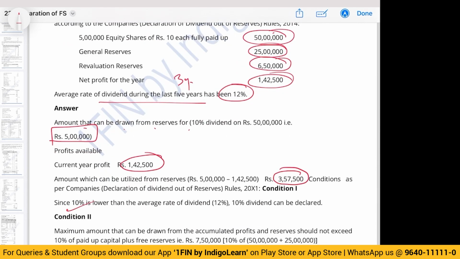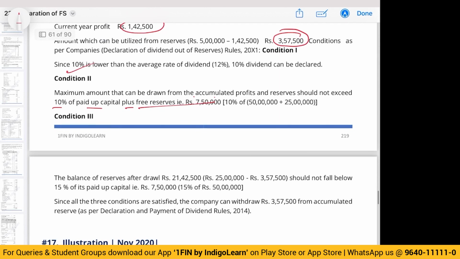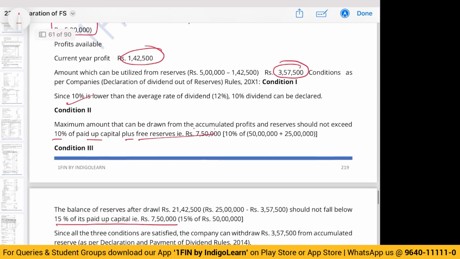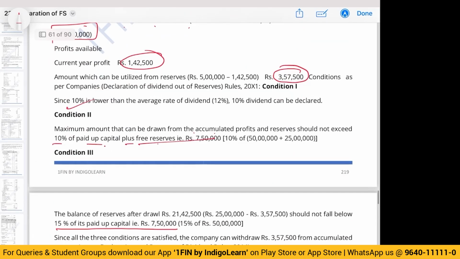Okay. First, 10% condition satisfied. Second, the amount that can be withdrawn should not exceed 10% of paid up capital and free reserves. And third criteria is it should not fall below 15% of paid up capital. Correct? So 10% of paid up capital and free reserves is how much? 50 plus 25. That is 10% of 75 lakhs. That is 7,50,000. You cannot draw more than 7,50,000. How much do we need? 357.